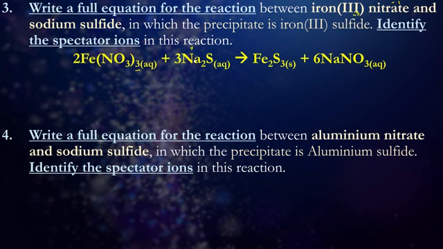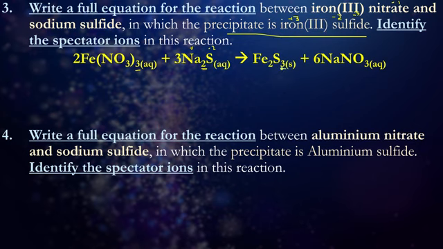Sodium is plus 1, sulfur is 2 minus. That's why the 2 comes down here. That's why there's 1 for sulfur here. We know that we made a precipitate of iron 3 sulfide, so iron 3 plus 3, sulfide 2 minus.